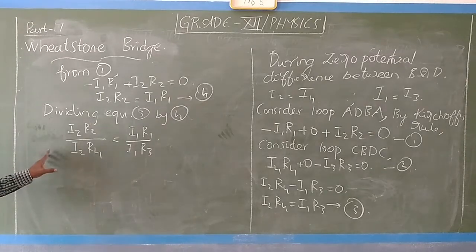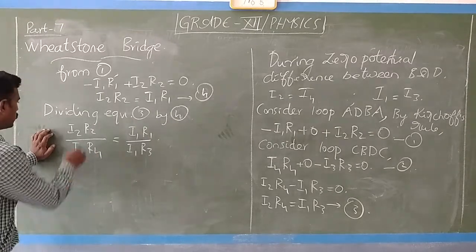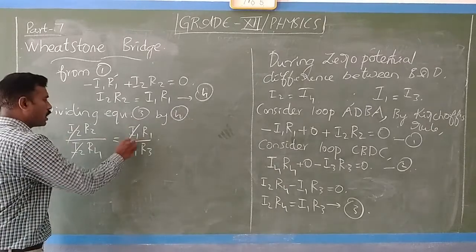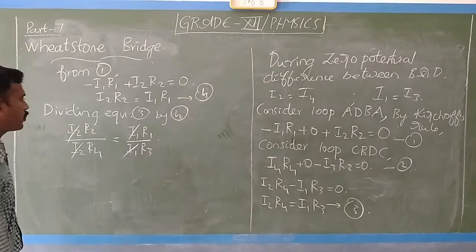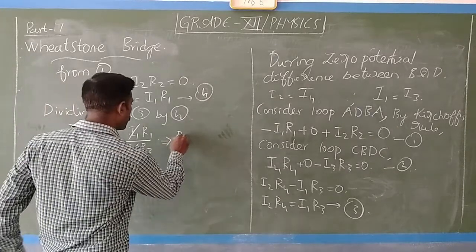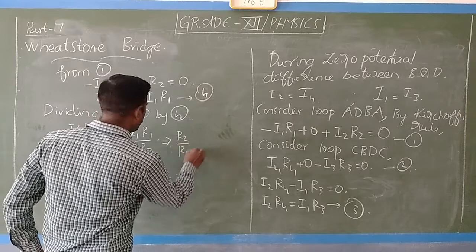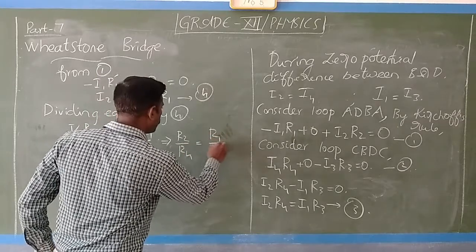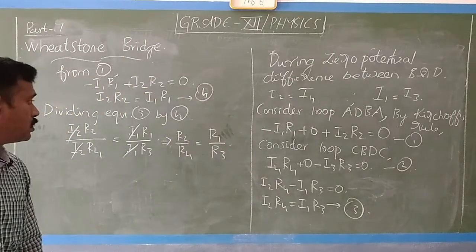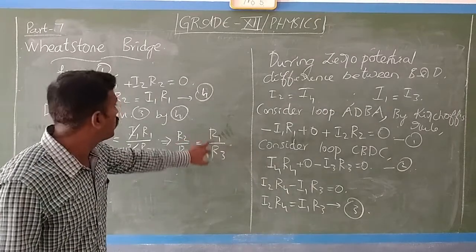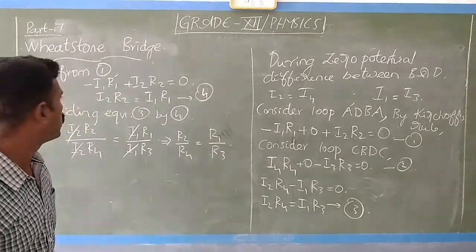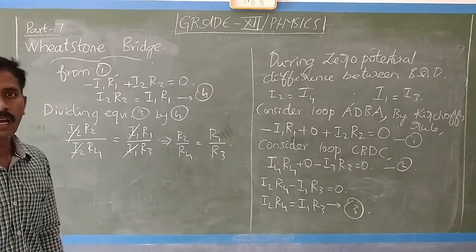Now I will cancel. I2 is common in both numerator and denominator, and I1 is cancelled. Finally what do I get? R2 by R4 is equal to R1 by R3. Which is unknown here? I know R1, R2 and R3. R4 is the unknown.